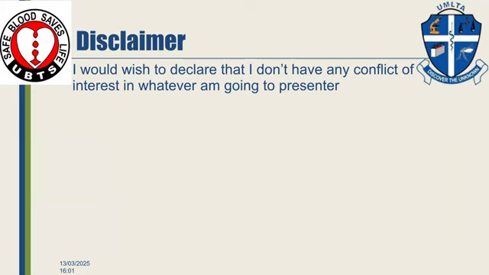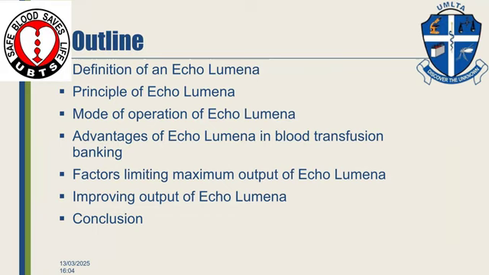Now, the outline of the presentation will follow the following. We shall have a brief definition of the Columnar, the principle, mode of operation, advantages, factors limiting maximum output, improving output of the Columnar, and then the conclusion.